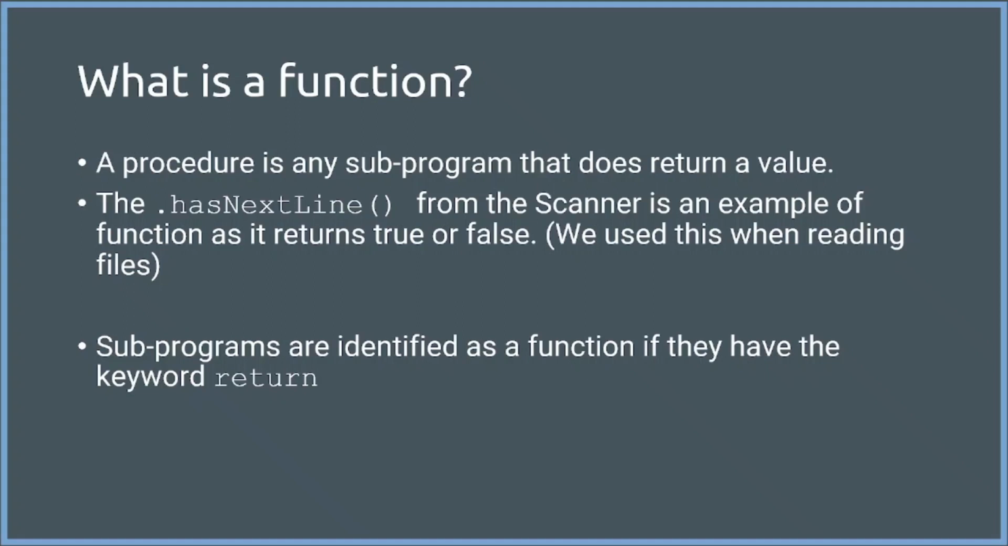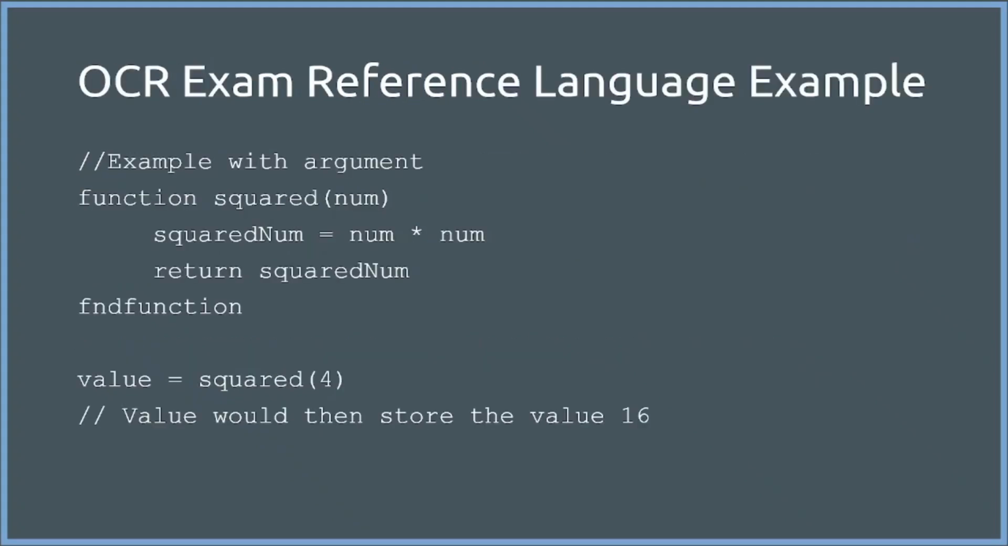Subprograms are identified as a function if they have the keyword return. So when we have a look at these examples next, you're going to see the word return, and that tells us that we are using a function because we are giving something back once that function is finished. Here's an example. Usually functions will take a value in, not always, but 9 times out of 10.